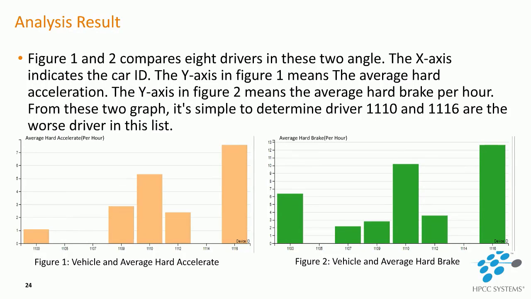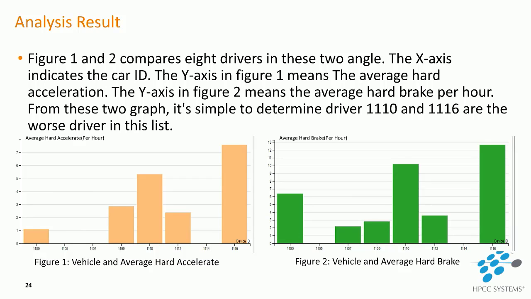The following is some results we got from the AWS cloud. Here is one example of our analyzed results. The hard acceleration and the hard brake are the two key features of the car.